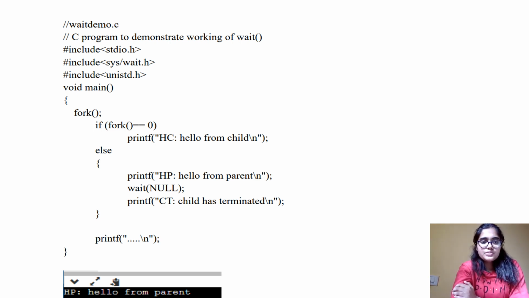So here we can observe we call the fork function. If fork is equal to 0, then we print hello from the child, else we print hello from the parent, and we call the wait(NULL) function, and later it prints child has terminated.